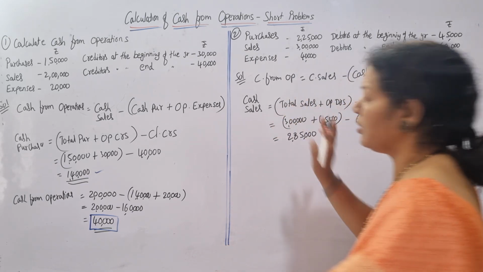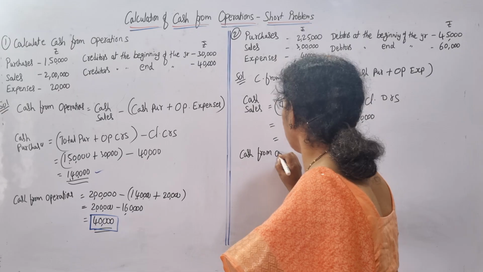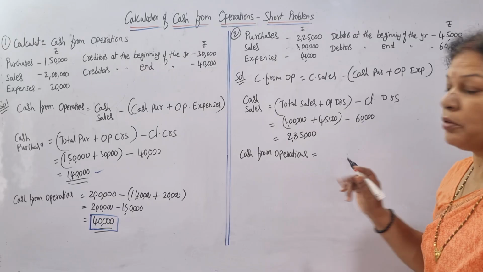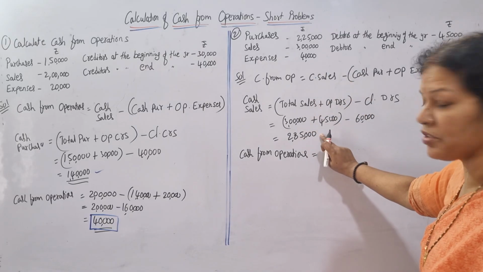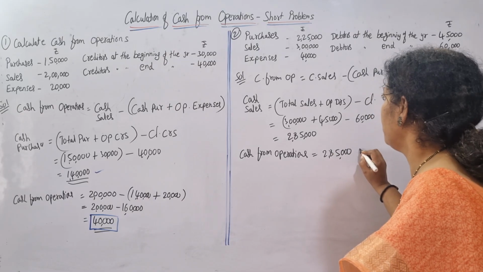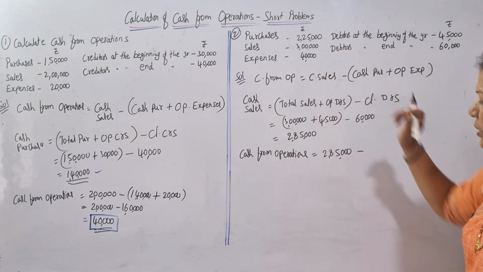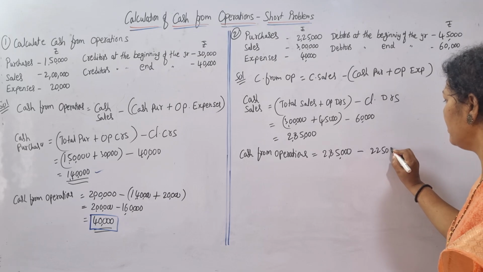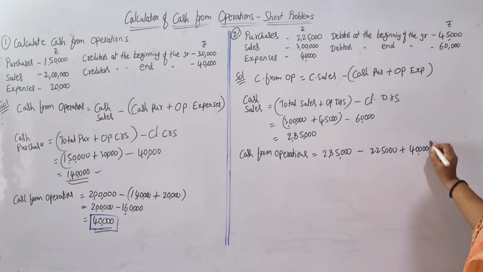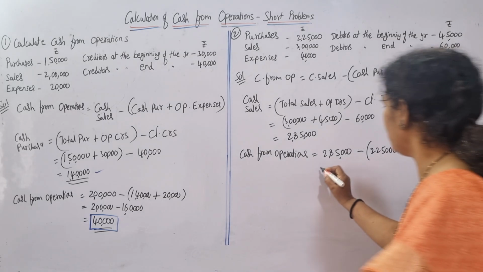Once you get the cash sales, we'll go for the cash from operations. Cash from operations is equal to cash sales. How much did you get just now? 2,85,000 minus cash purchases. Cash purchases are 2,25,000. Anything else? Expenses are also there. Add expenses 40,000. Simple: income minus expenses. Purchases are expenses, and expenses are anyhow expenses. So that is what we are doing.